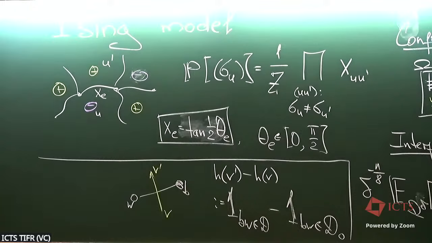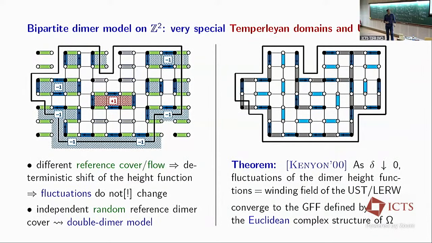And then there are a couple of remarks. The first is that what happens if I change my reference configuration, my green cover? Then it's just a deterministic shift. So if I'm interested in fluctuations, for instance, then nothing changes. The mean changes, but the fluctuations do not. Another remark is that in principle, you can take both random and independent. This is what's called the double dimer model. It's a bit more symmetric version of it.